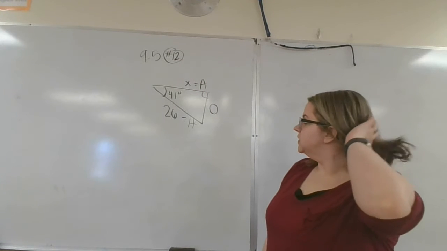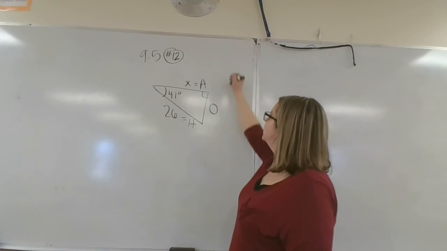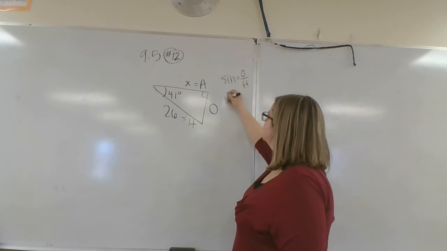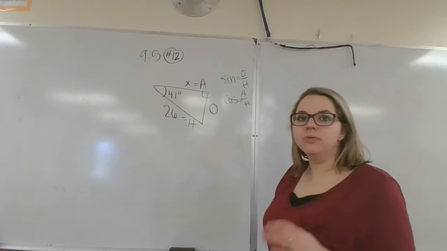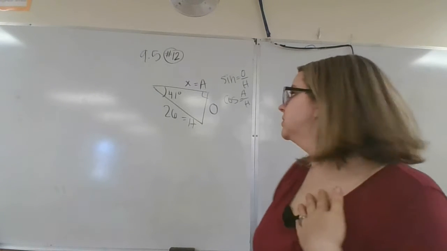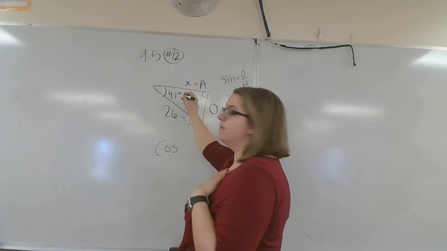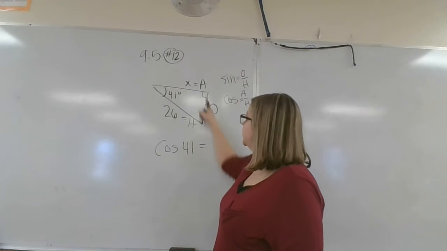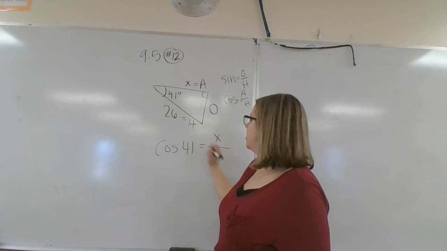Okay. So I have an adjacent and a hypotenuse. Remember, sine is opposite over hypotenuse, cosine is adjacent over hypotenuse. So I probably want to use cosine because that's the only one that has an adjacent and a hypotenuse. So I'm going to use that. So cosine of my angle here, 41, equals adjacent, which is x, over my hypotenuse, which is 26.